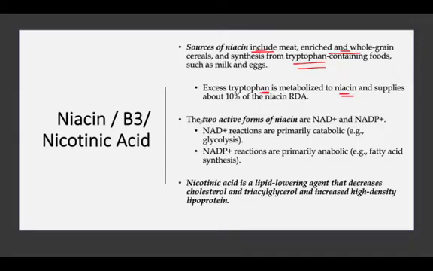There are two active forms of niacin: NAD+, which is primarily involved in catabolic reactions, for example, glycolysis, if you remember from your biochemistry lecture, and NADP+, which is primarily involved in anabolic reactions, for example, fatty acid synthesis.